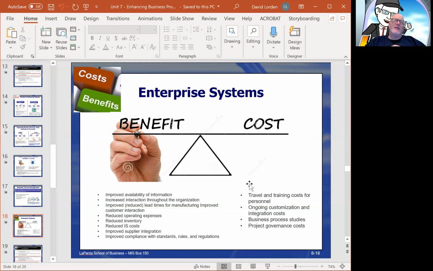And when these implementations are done well, there's a lot of benefits. But when they are not done well, I've seen them fail in a lot of large companies, and a lot of IT people that have been trying to implement these systems end up losing jobs. So it's a definite benefit cost. When it's done well, there's a lot of benefit, but there's a lot of risk. And if it isn't done well, it can go over cost, over budget, and not live up to the promise of what an enterprise system should be.